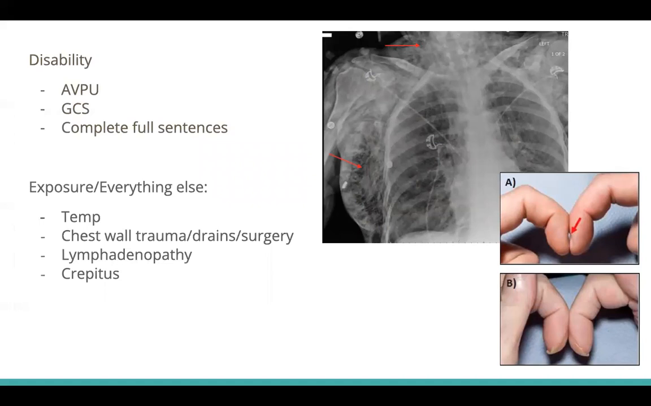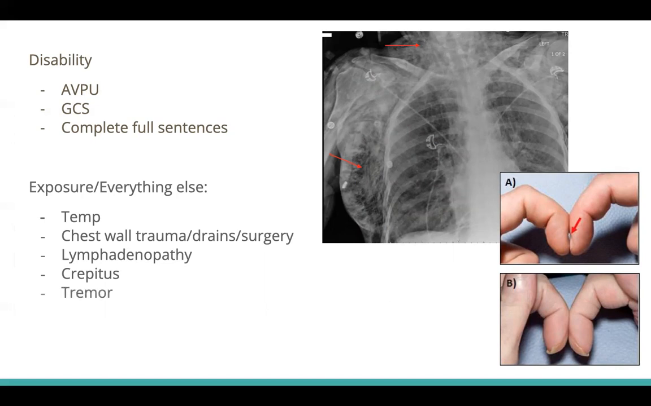Is there any evidence of crepitus on the chest? This might be because of recent trauma and surgical emphysema that's present. A good example of surgical emphysema can be seen on this chest X-ray, where you can almost see the muscle fibers of the pectoralis muscle on the right.